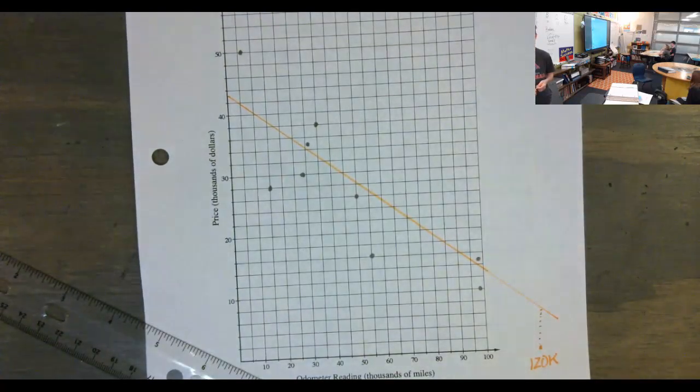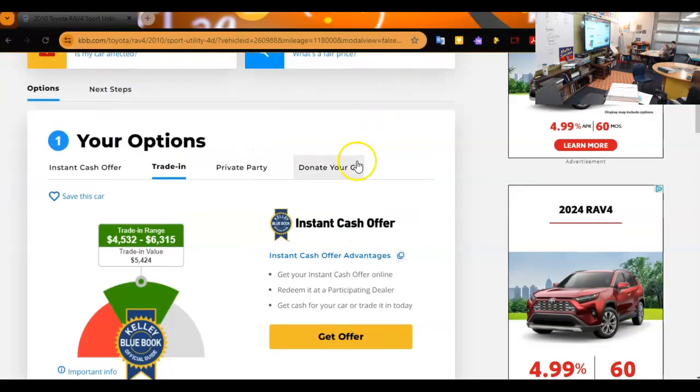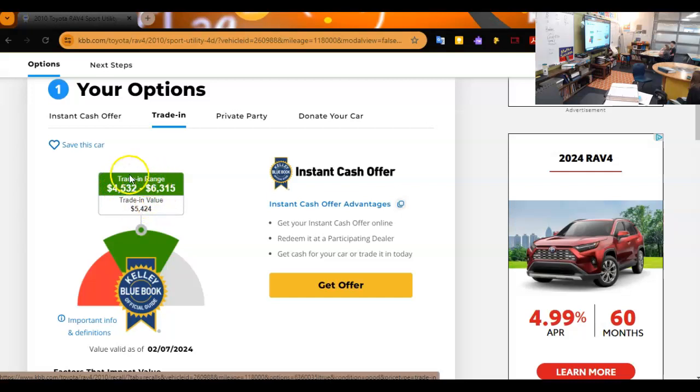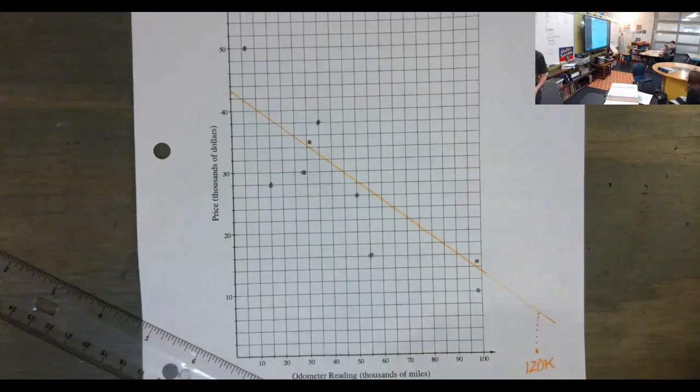according to Kelley Blue Book, Kelley Blue Book's just like a website that you can go figure out values of cars. In good condition. Now, if my car was in better condition, if I hadn't been hit by somebody in this parking lot, it would maybe be worth more. But in this condition, KBB is telling me, yeah.